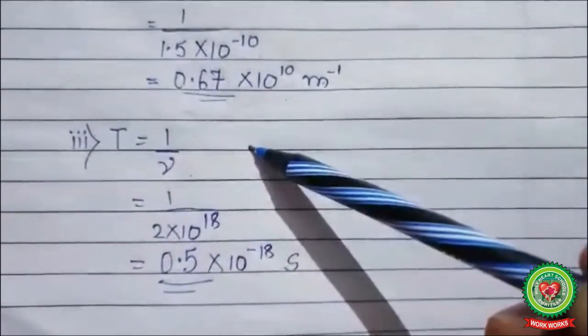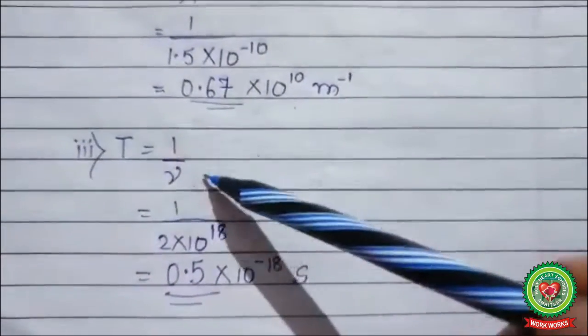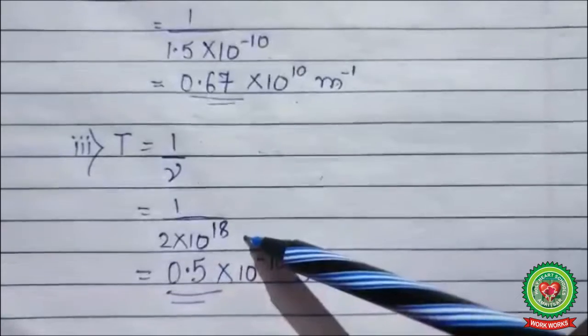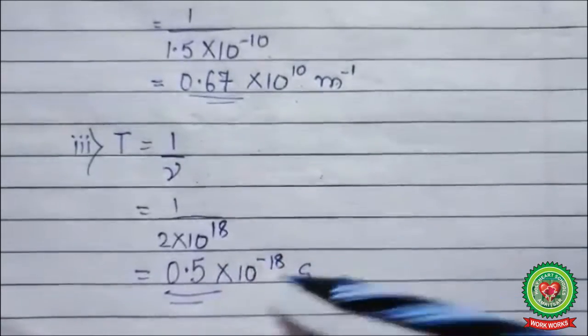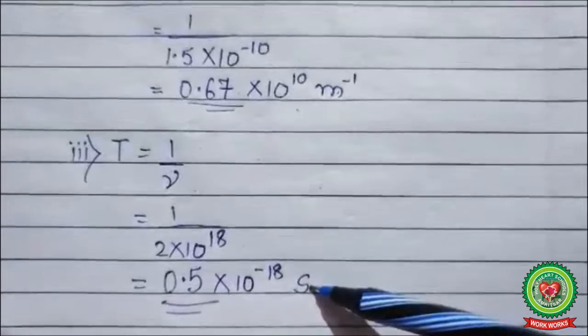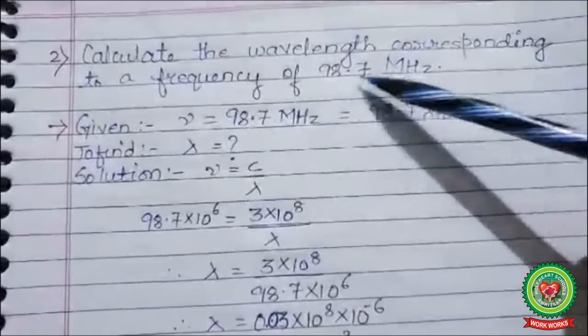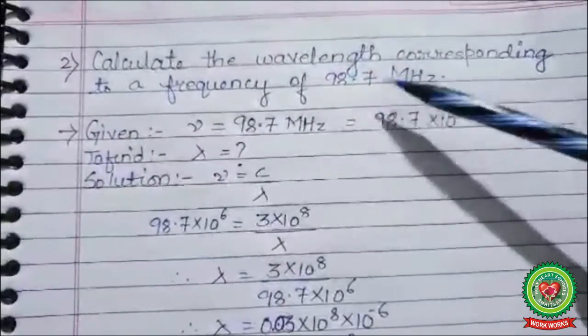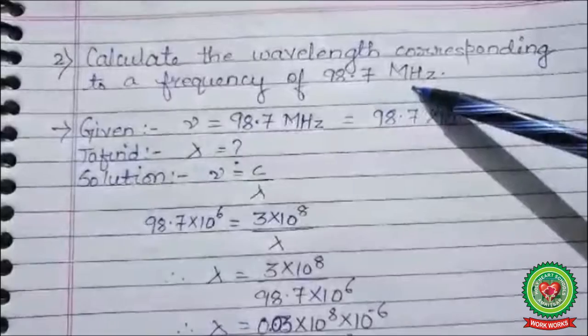The third question was to calculate time period. So it is 1 by frequency. When we substitute the value of frequency, the answer that we get is 0.5 × 10^-18 seconds. The next question here is calculate the wavelength corresponding to a frequency of 98.7 megahertz.